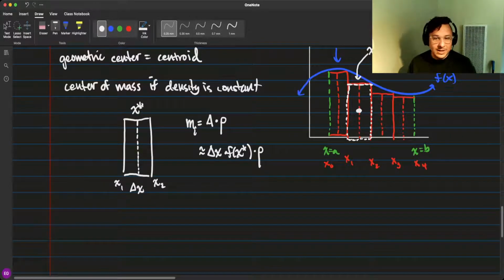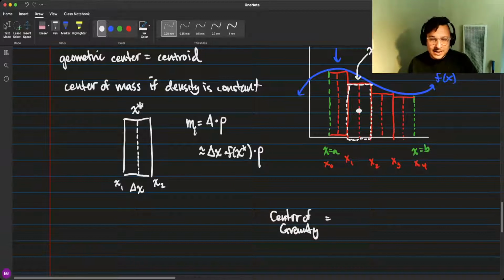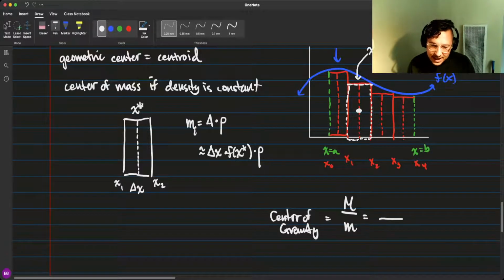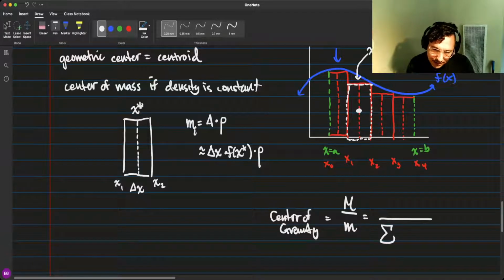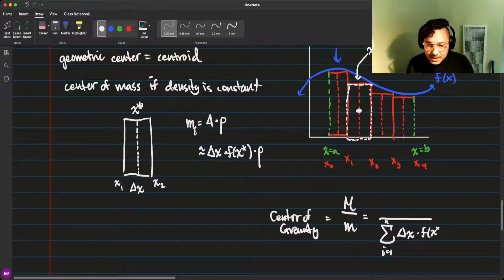Okay, so looking at this, remember the formula for the center of gravity is equal to the moment divided by the total mass. Okay, so your total mass is just going to be the sum of all of those masses. Delta x times f of x star times rho.